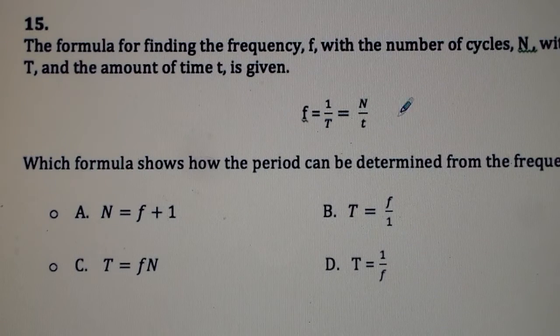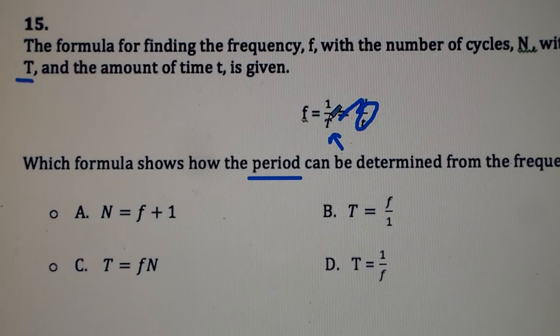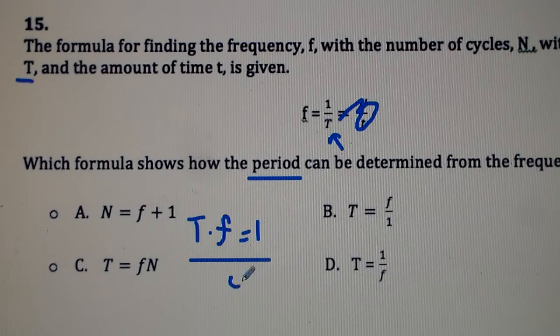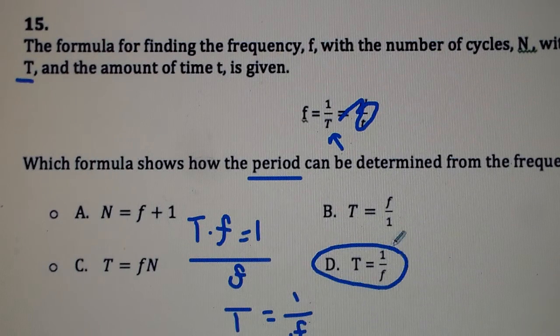Number 15 here, same formula. However, now they're going to ask for the period. The period is the capital T. So in this case, we need that capital T, so we don't worry about this extra information of equals n divided by t. We know f equals 1 divided by capital T. So we multiply by capital T to both sides, and we get capital T times f is equal to 1. Then we divide by lowercase f. We get capital T all by itself, and that's equal to 1 divided by lowercase f. So the answer is D.